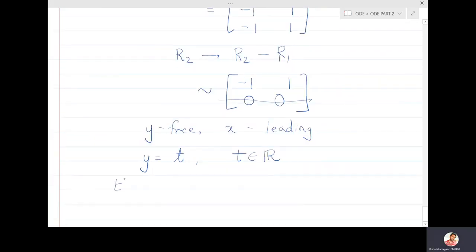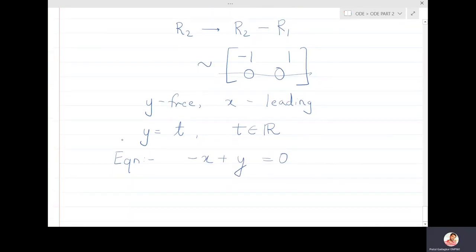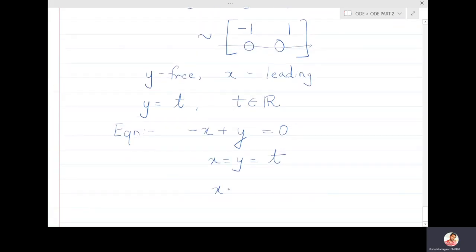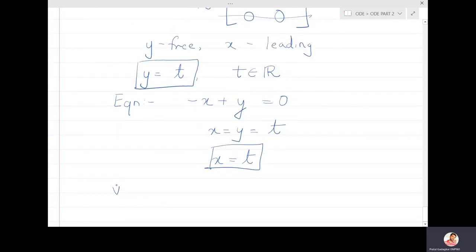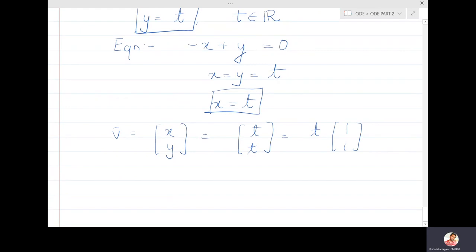What is the equation that I get from the first row? The equation I get is minus x plus y is equal to 0. Therefore x is equal to y and y is equal to t. So eventually I get x equal to t and y equal to t. Both are t. My eigenvector in this case becomes x, y, which is t, t. When I take a t out, I'll get 1, 1, where t is a real number. So I can choose the eigenvector as 1, 1.